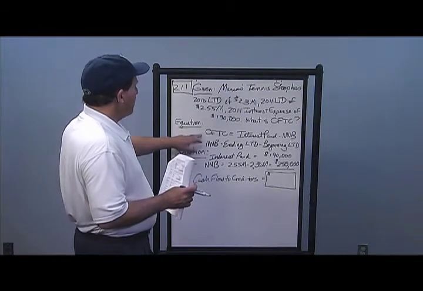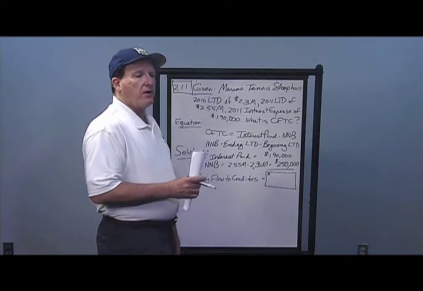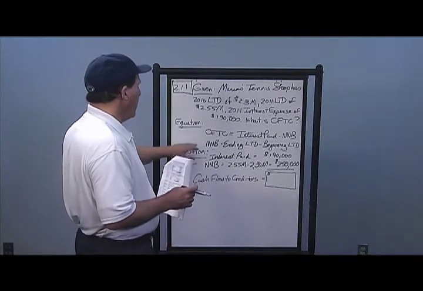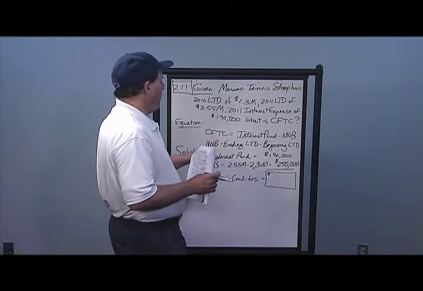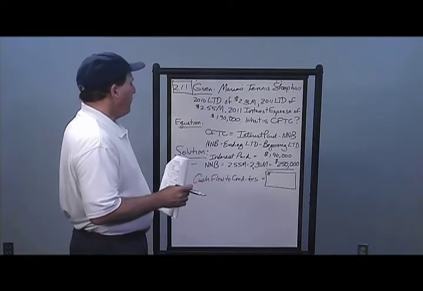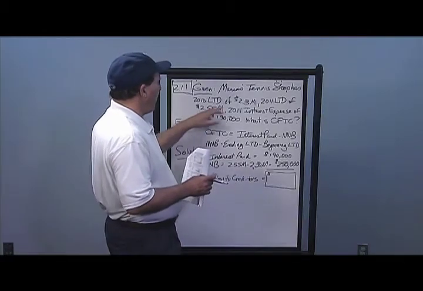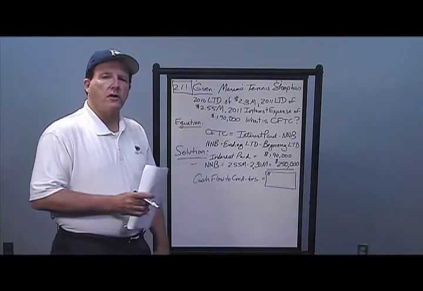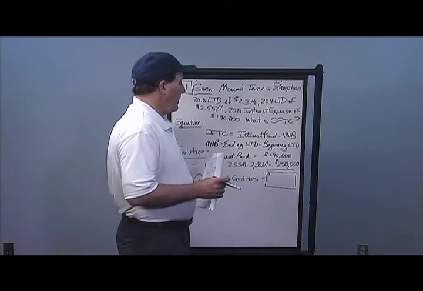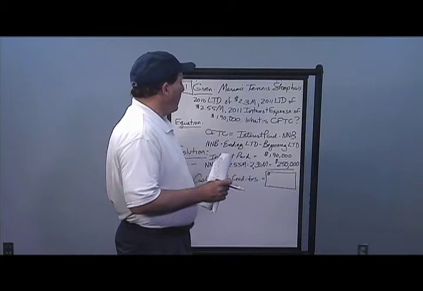The equation for CFTC, first order of business, is interest paid minus net new borrowing. I have to look at how much they borrowed over the year. And net new borrowing is ending long-term debt, $2.55 million minus beginning long-term debt of $2.3 million. So the first thing I do is calculate that net new borrowing, $2.55 million minus $2.300 million, and I've borrowed an additional $250,000. Interest paid is $190,000.